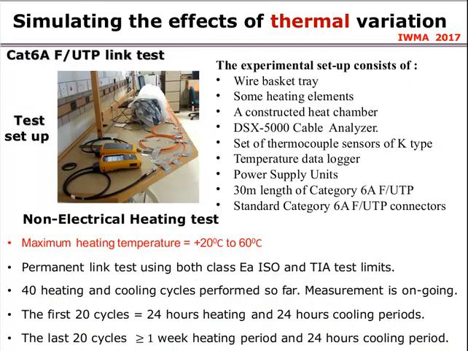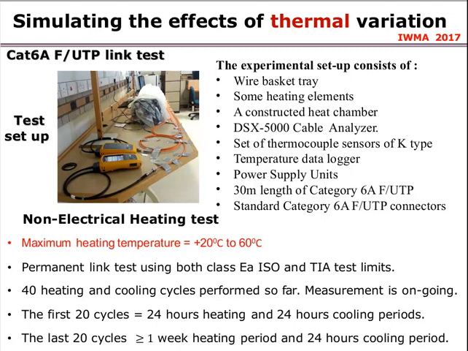So in providing answers to these questions, a Category 6A Futp permanent link was tested to study the long-term effect of thermal variation on the performance of the cable link. As can be seen in the setup picture, a portion of the cable was heated externally inside a constructed heat chamber. The maximum cable heating temperature was just 60 degrees C, which is the maximum temperature limit specified by the POE standard.